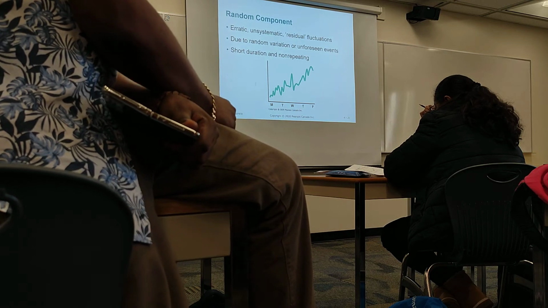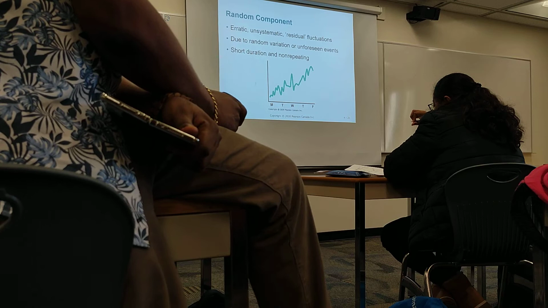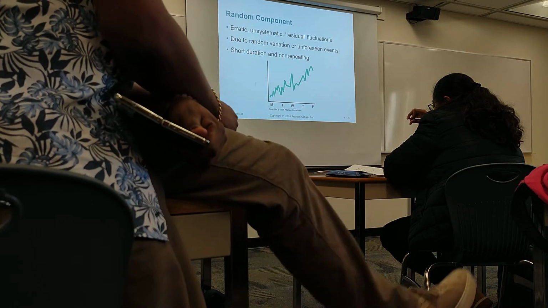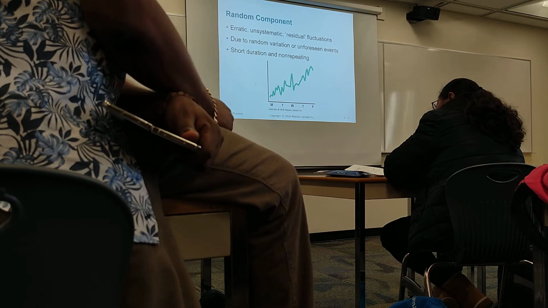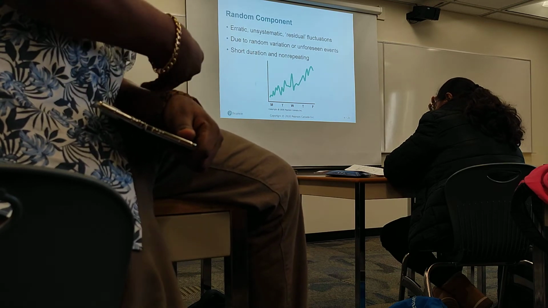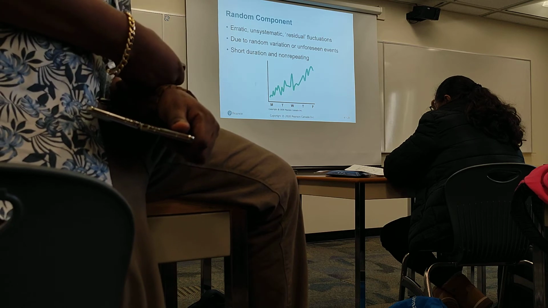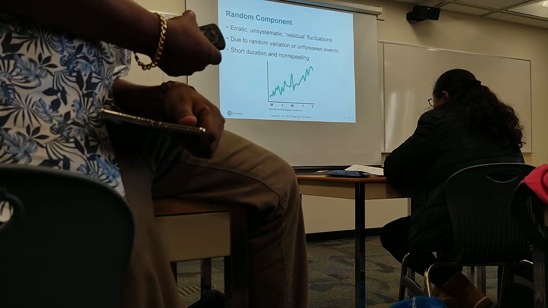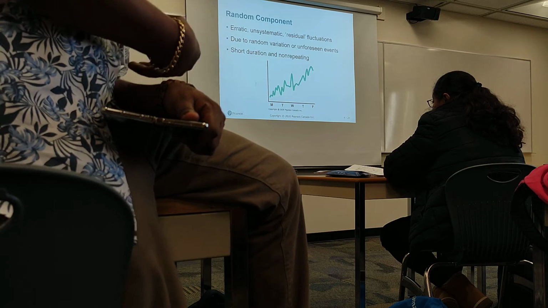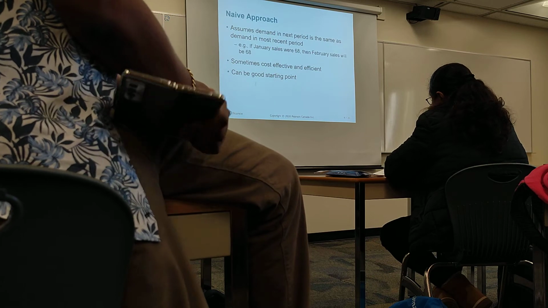Then we'll look at the random: unsystematic, erratic. You can't predict it due to random variation on an unforeseen circumstance. In the short term, it may be non-repeating, like what we had with the COVID period. Then the next one may happen in the next 50 years. So it's pretty difficult to make a forecast on that.